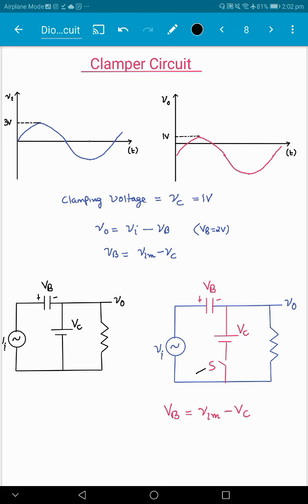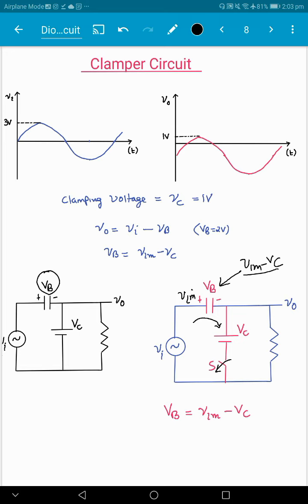Well, suppose we put a switch here. The switch is closed initially, and so the capacitor keeps on charging till I reach the maximum point VIM. Just when it reaches the maximum point VIM, I open the switch. Now the switch is open, and the voltage across the capacitor becomes VIM minus VC. And we have achieved our objective.